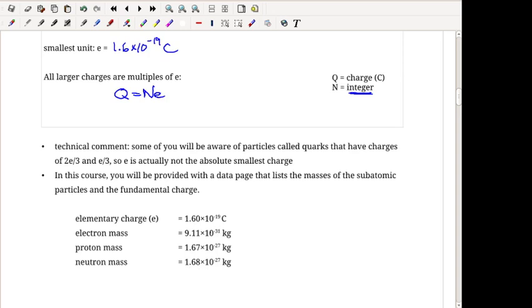But you notice that this is to the power of negative 31 for the electron, and these are both negative 27. So that is a difference of 10 to the minus 4, or 10,000 times as small. So the electron is much, much smaller than your proton and neutron.